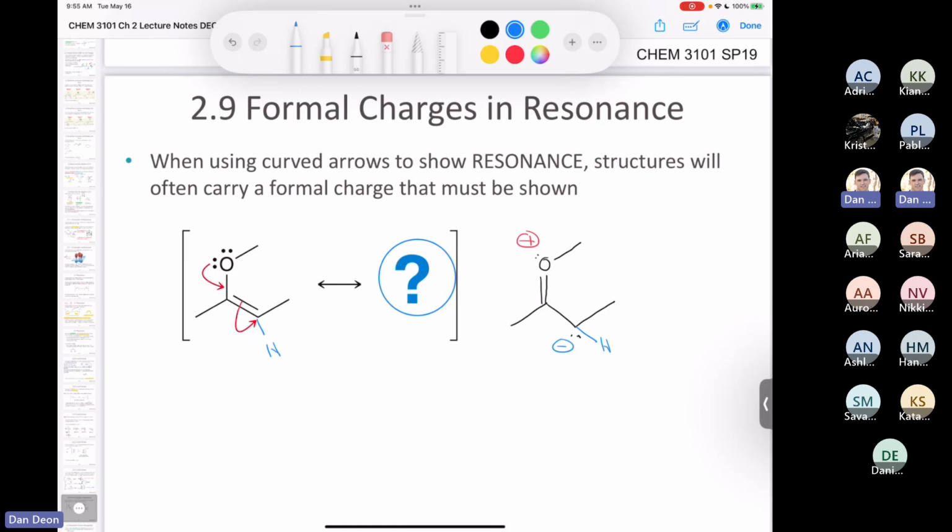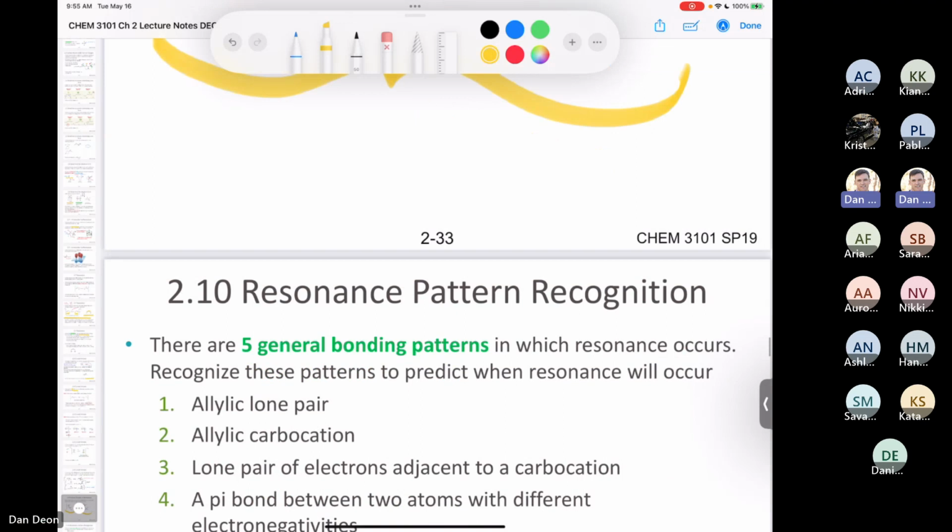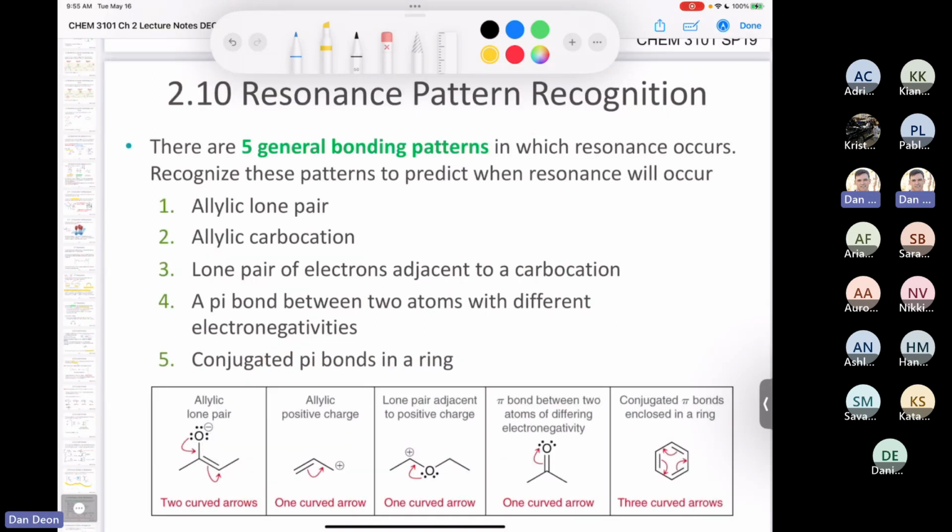And so that would be the second resonance contributor. So again, we say that both of these contribute to the resonance hybrid. We say they're both contributors to the resonance hybrid. All right, so let's do the next section before we take another break, which deals with resonance pattern recognition.